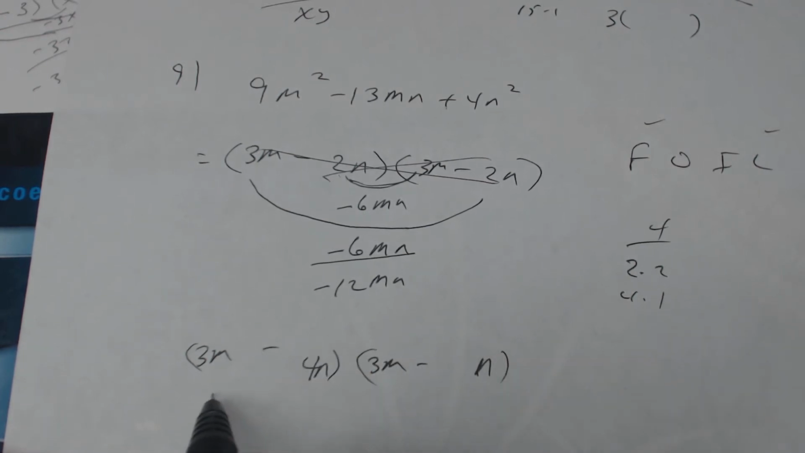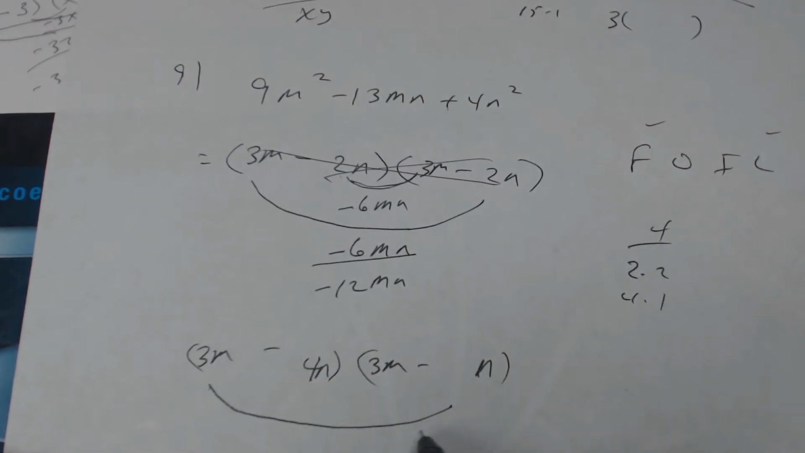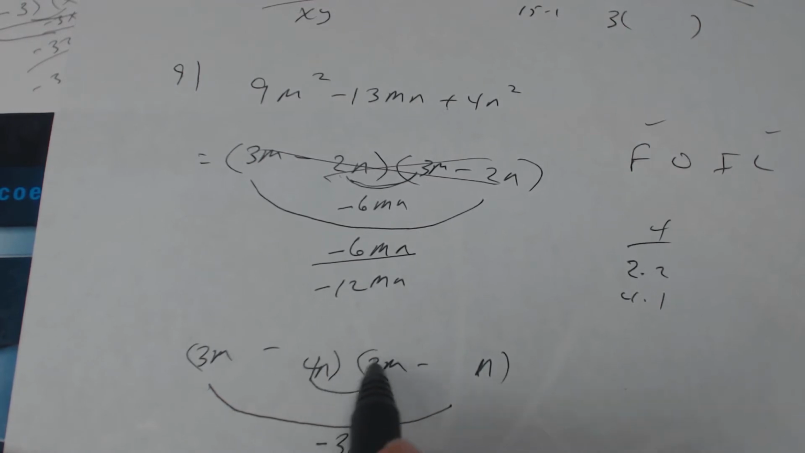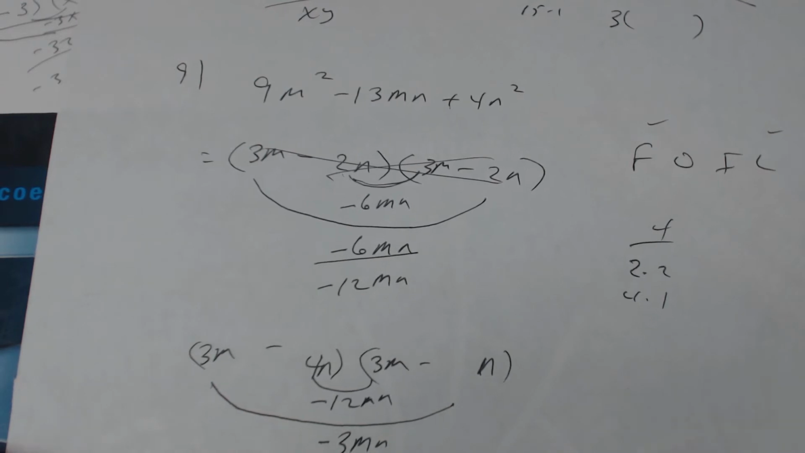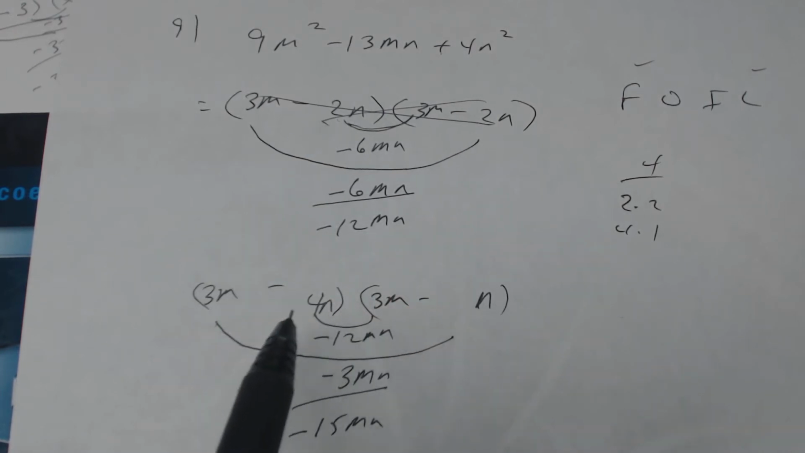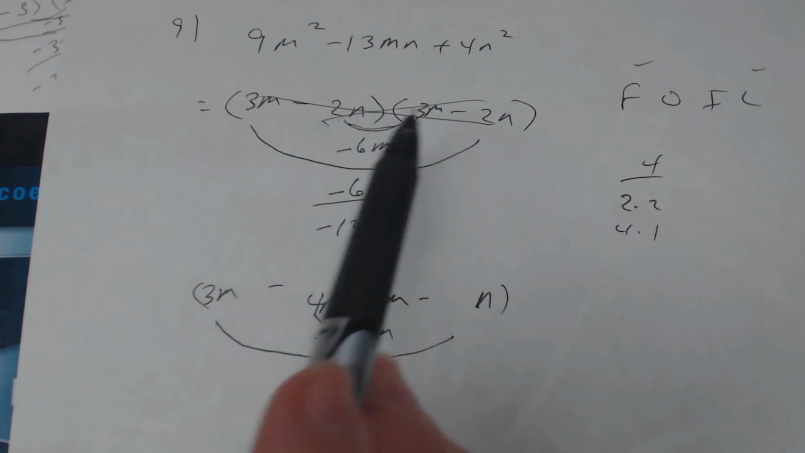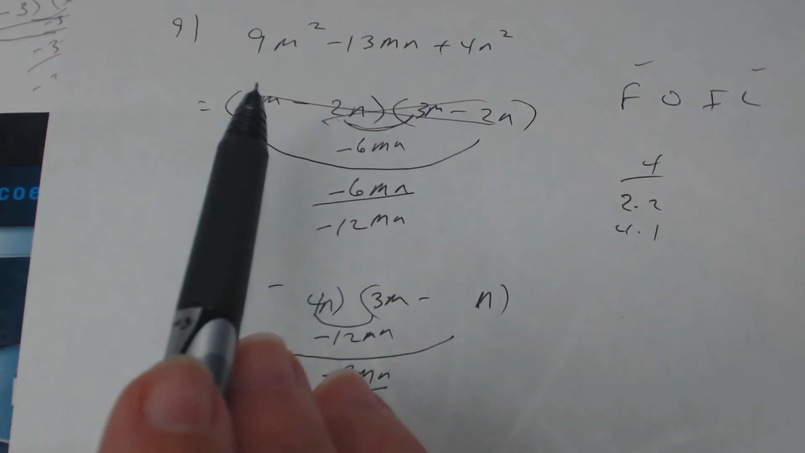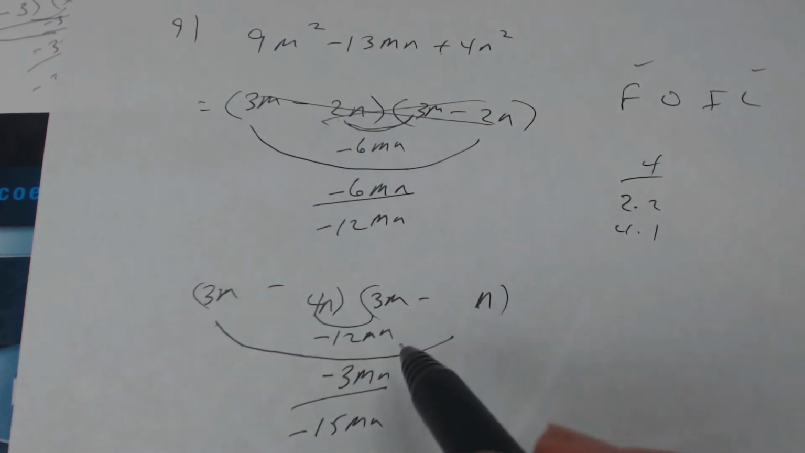Now notice when I do that, the outer, 3m times a negative n, is a negative 3mn. The inner, a negative 4n times a positive 3m, is a negative 12mn. But here's the issue. When I add them up, I get a negative 15mn, which is not what I wanted. I wanted a negative 13mn. So maybe instead of using 3m and 3m, I use 9m and m.